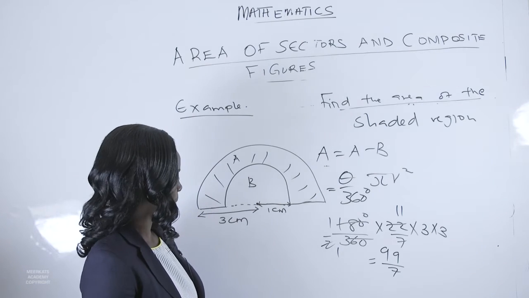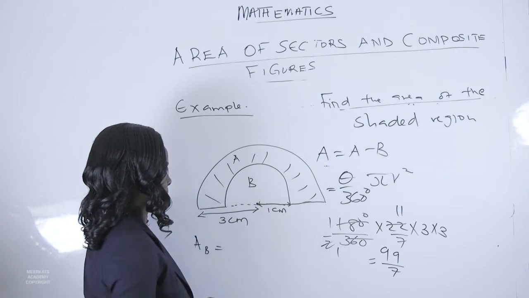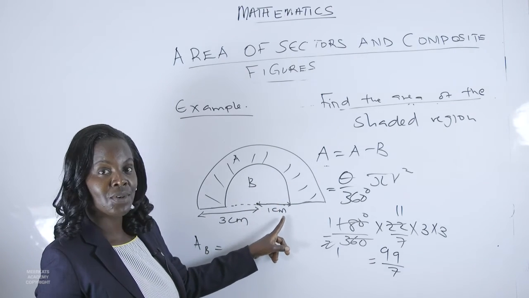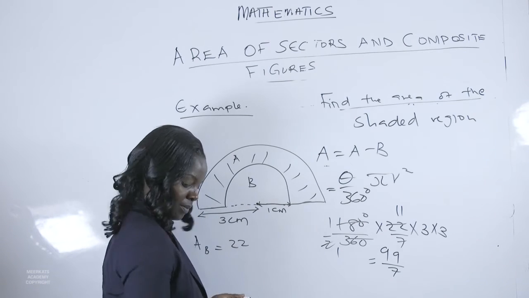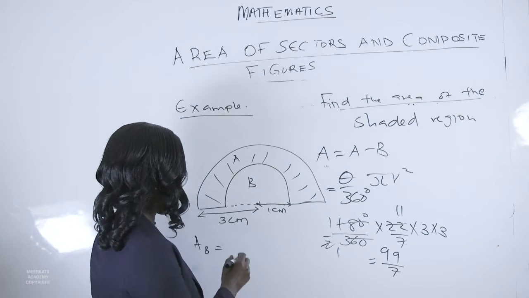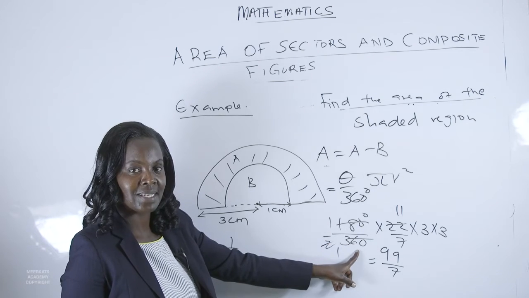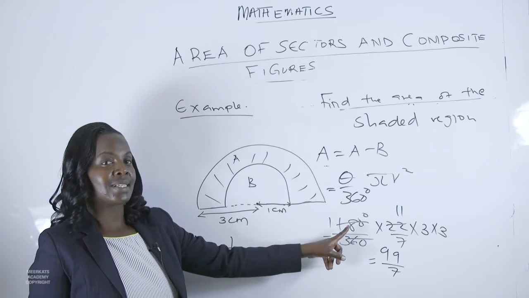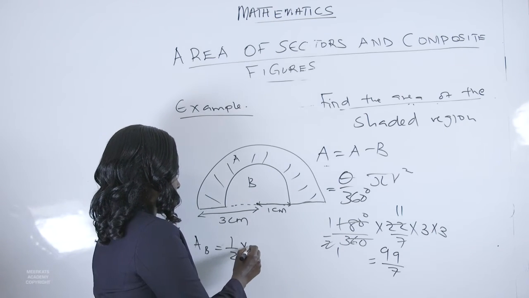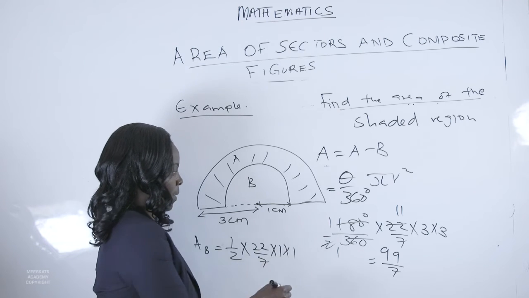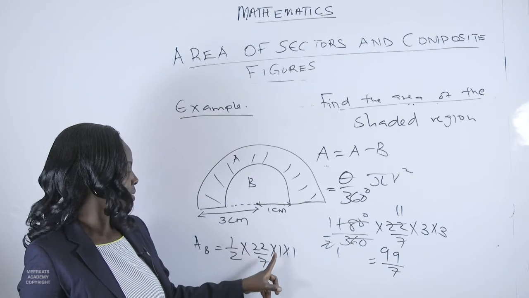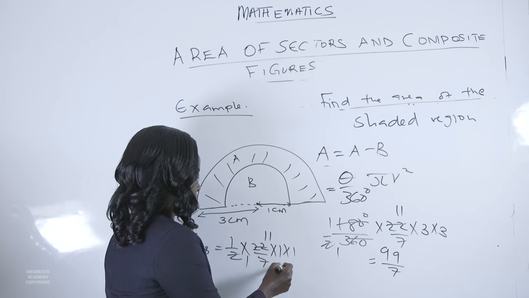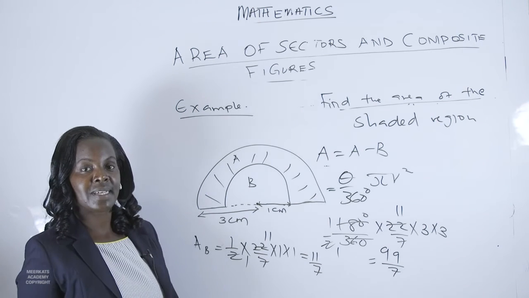Area of B, this semicircle inside, the smaller semicircle with a radius of 1 centimeter. It's still a semicircle, so it is a half, or 180 degrees divided by 360, which you have realized will make a half. So I'm just writing a half to mean 180 degrees over 360. Our radius for the smaller semicircle is 1. So we say 1 times 1. And that will give us 11/7.